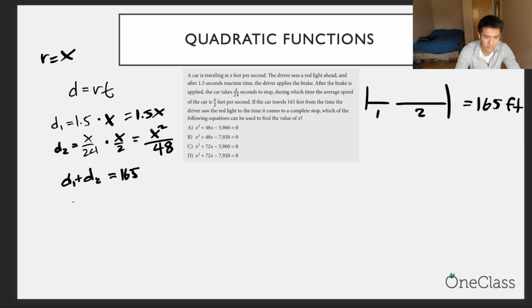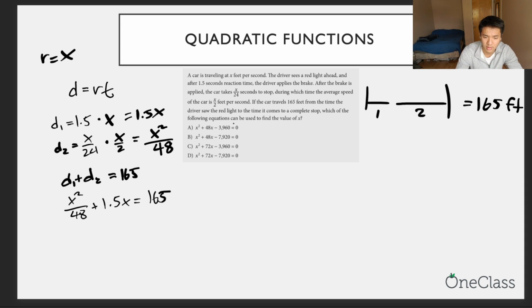So we can add that together. We get x squared over 48 plus 1.5x is equal to 165. And so in order to make this a little bit easier, maybe we want to multiply this on both sides by 48 so that we don't have this denominator.